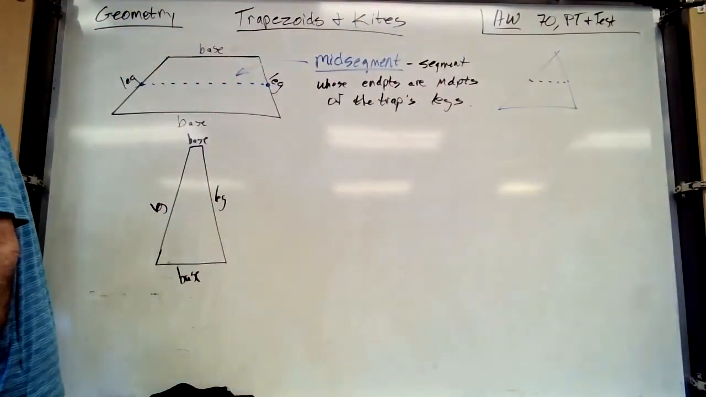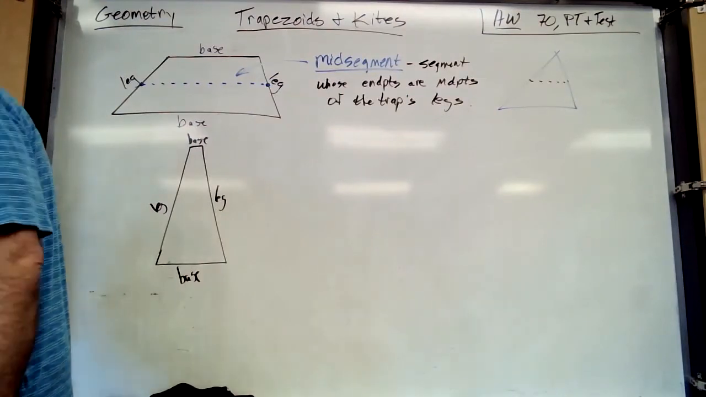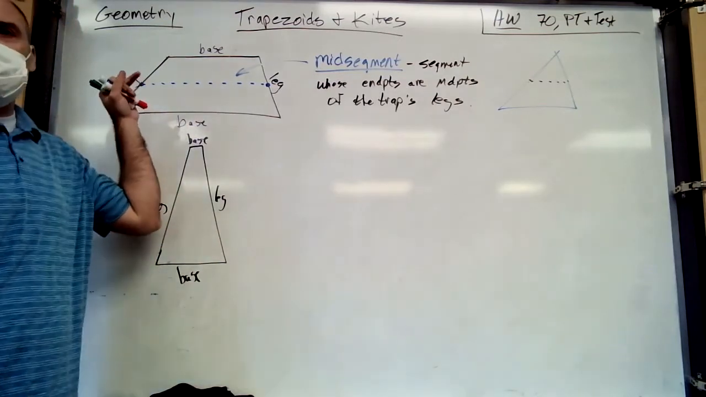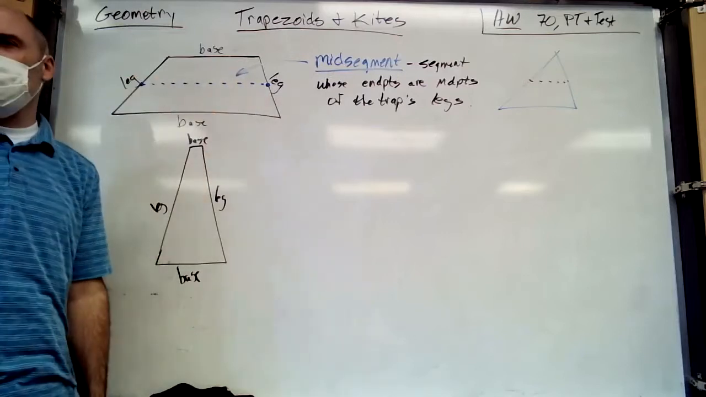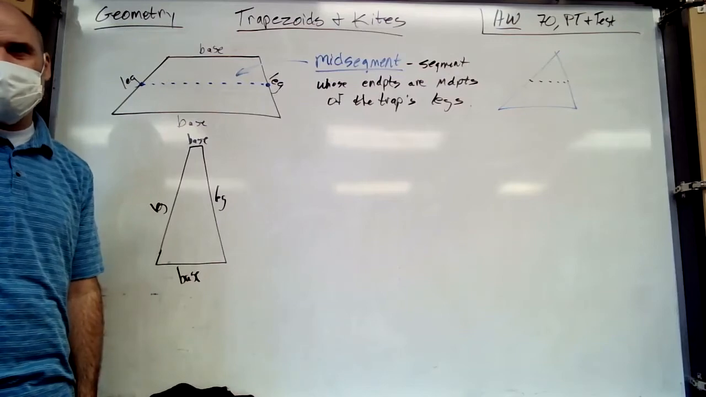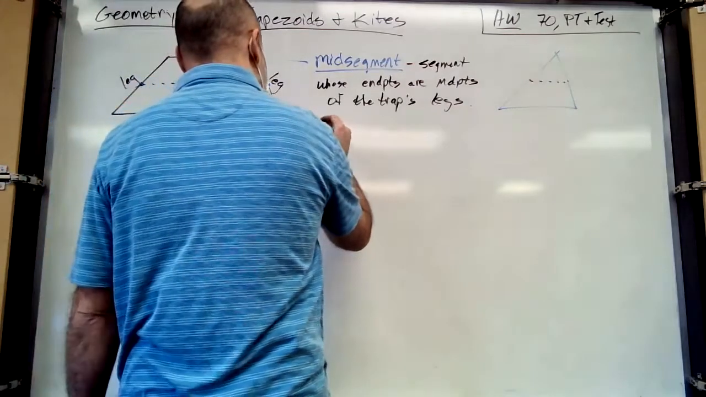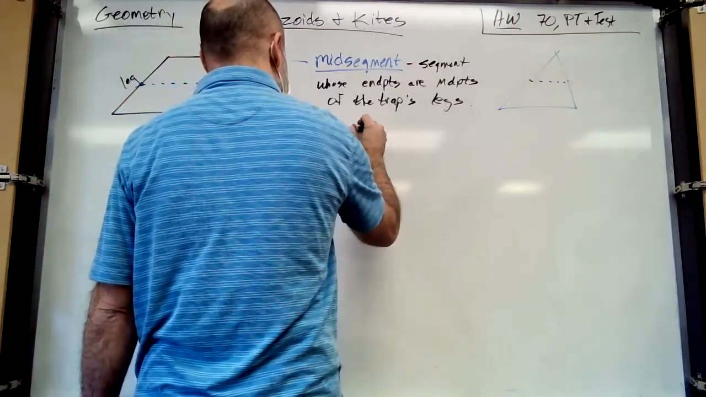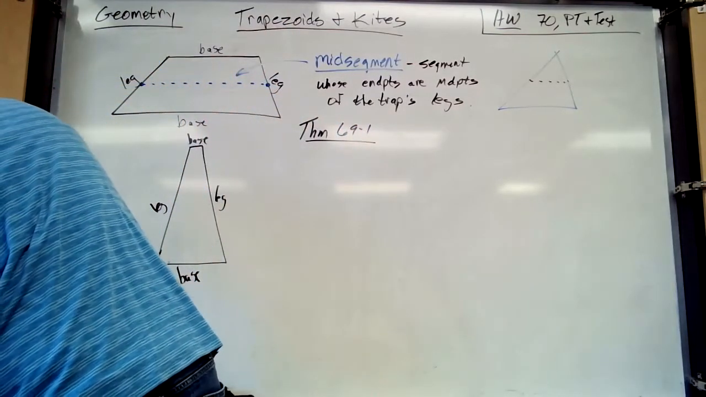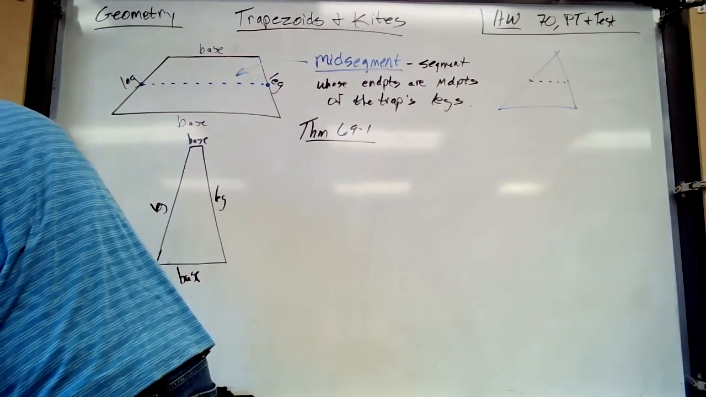Guess what that first theorem is going to be? Theorem 69.1. Any guesses? All we know is the definition of a mid-segment. It connects the two midpoints. What can you tell me about that mid-segment? That it's going to be parallel to the base. Yep, to both bases. So here is theorem 69-1, the trapezoid mid-segment theorem: the mid-segment of a trapezoid is parallel to both bases.